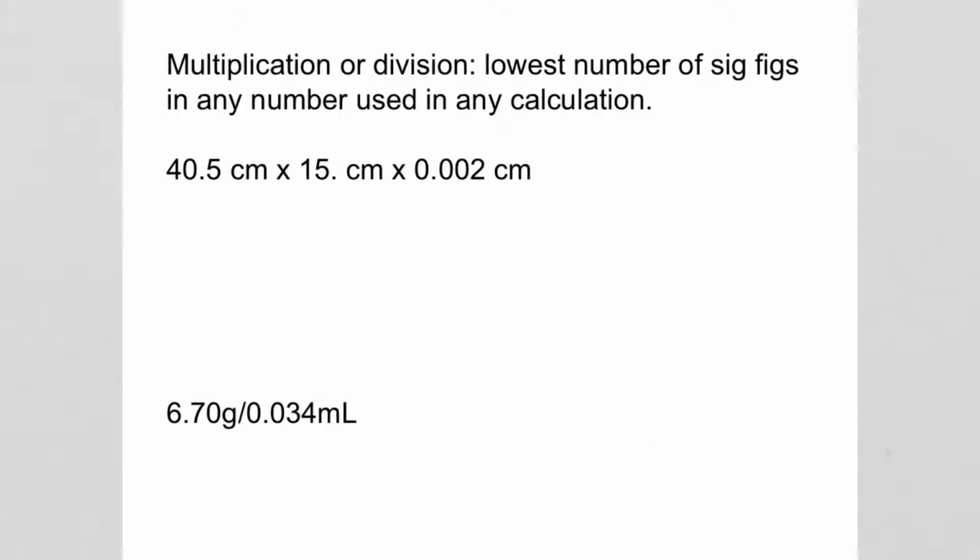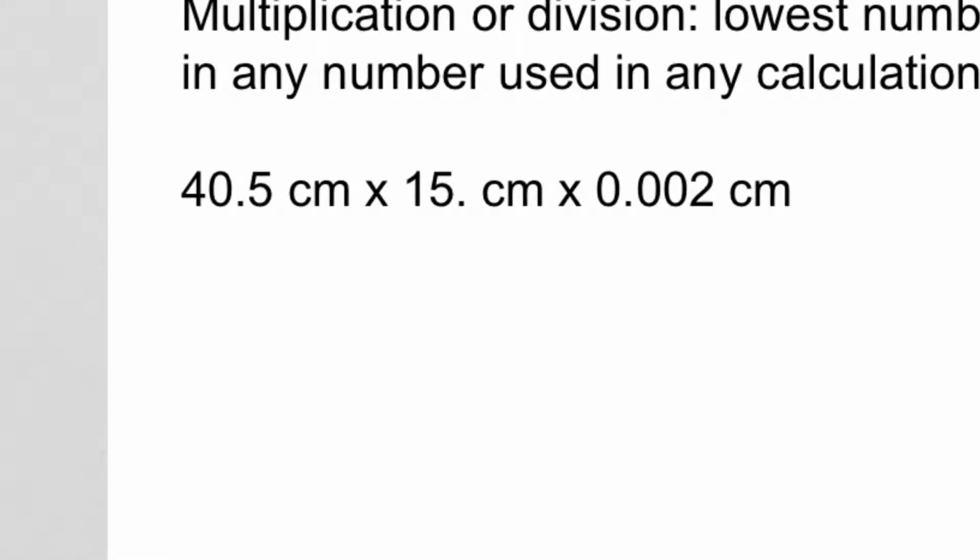All right, let's look at another type of math we do, multiplication or division. The rule is the lowest number of sig figs in any number used in the calculation. So with this, we'd want to evaluate how many are in each. I've got 3 sig figs here, 2 here, and 1 here. If you're not sure how I came up with those numbers of sig figs, look back at the rules and apply them to these numbers.